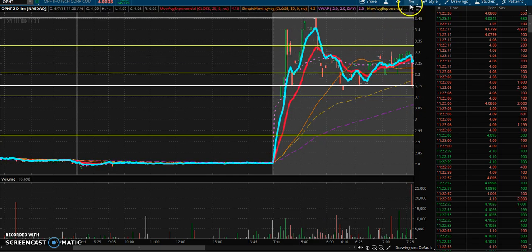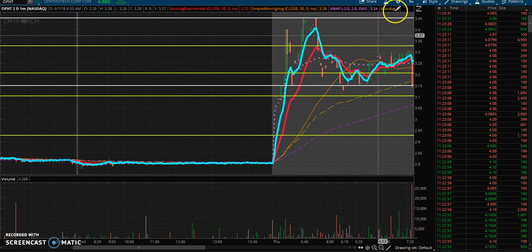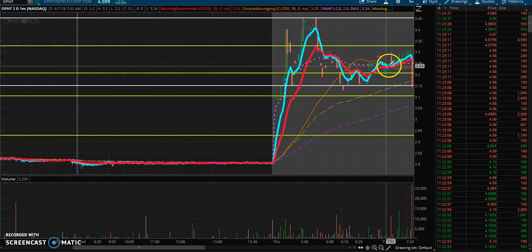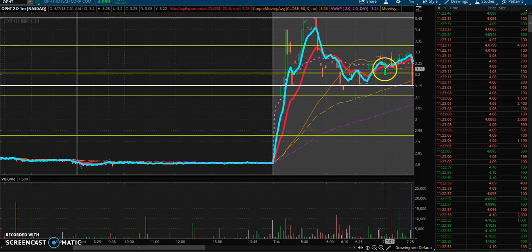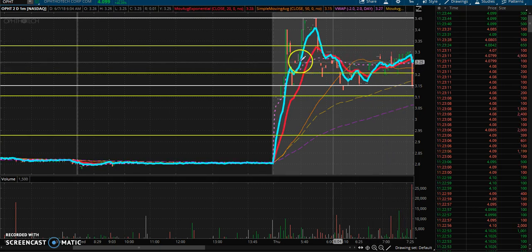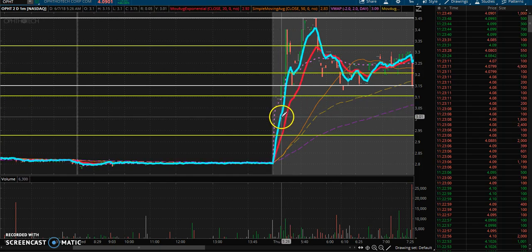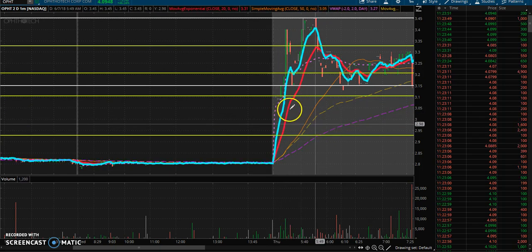This is a 1 minute chart. I love doing the 1 minute chart because when you're day trading you actually have to be quick, and this allows you to be quick, especially if you trade the first few minutes of the open. To go back over, I also want to tell you what these other lines are.